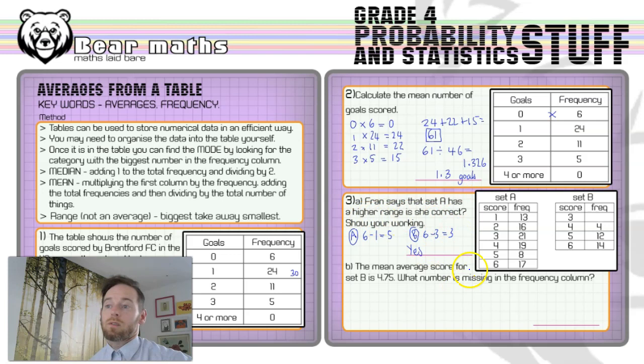Is she correct? Yeah, that's what we have to say, isn't it? Yes, and there's our working. All right, 5 is more than 3. We could write that down. 5 is more than 3.